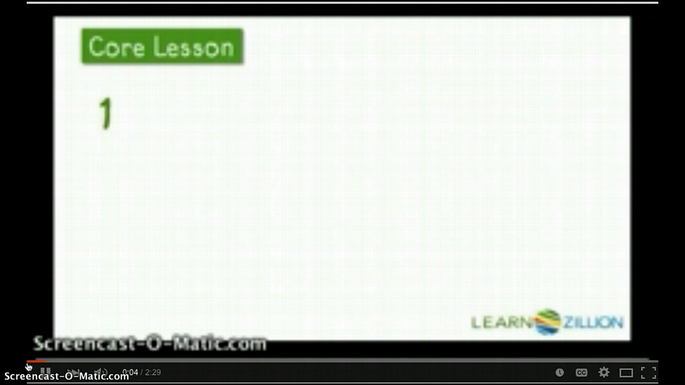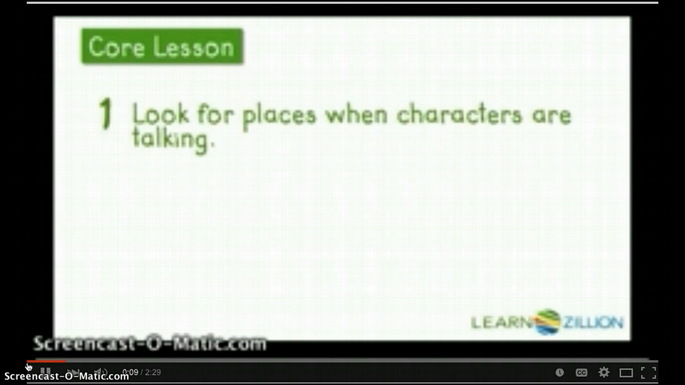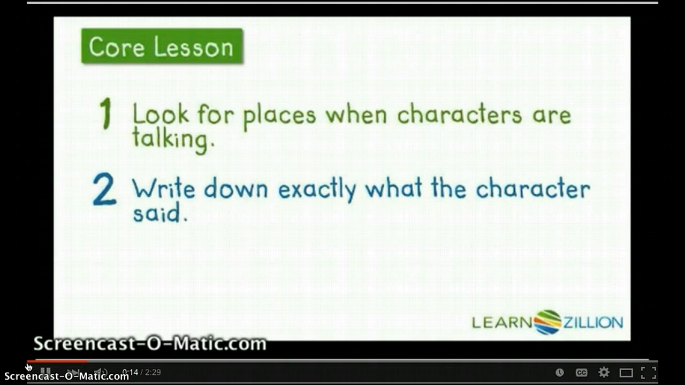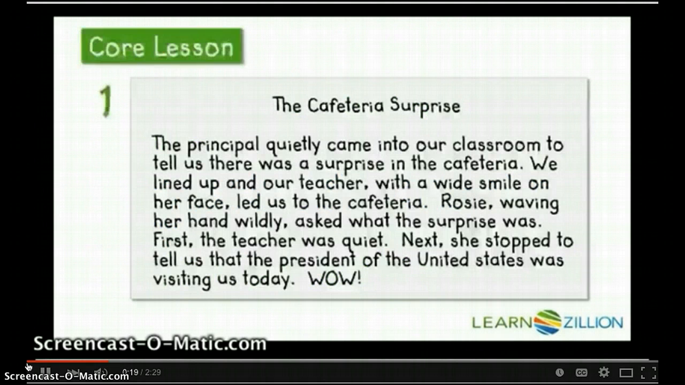In this lesson, we're going to go through the following steps. 1. Look for places when characters are talking. 2. Write down exactly what the character said. And 3. Put it in quotation marks. So in this lesson, we're going to use the following writing excerpt. It's responding to a prompt about cafeteria surprise. The principal has come into the classroom and announced there's a surprise in the cafeteria. And my job in this story was to write a story that tells what happens next. And here's the beginning of that story.